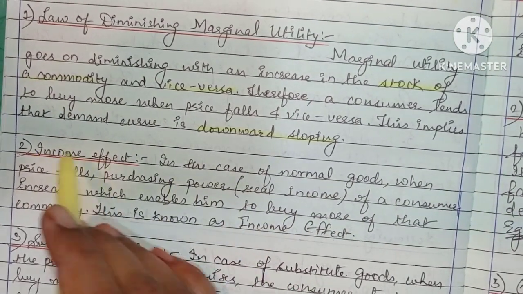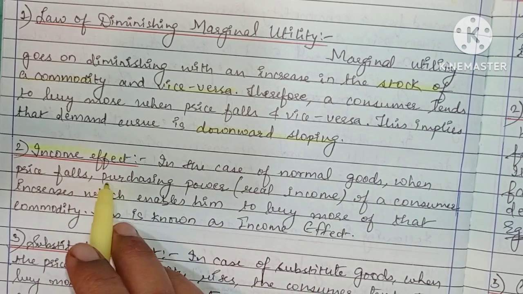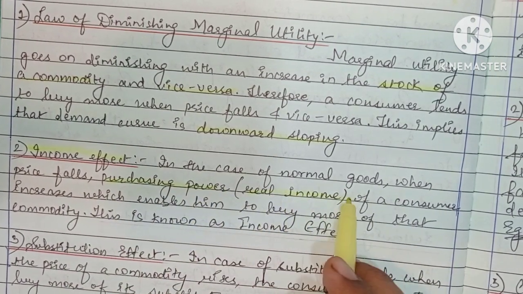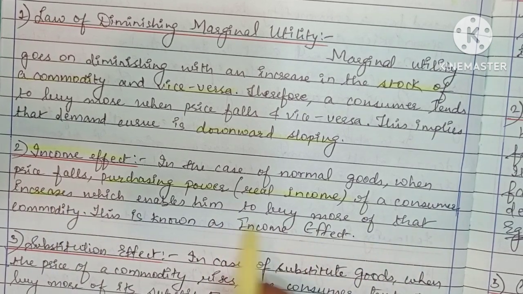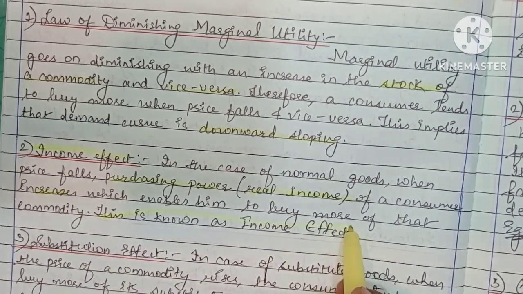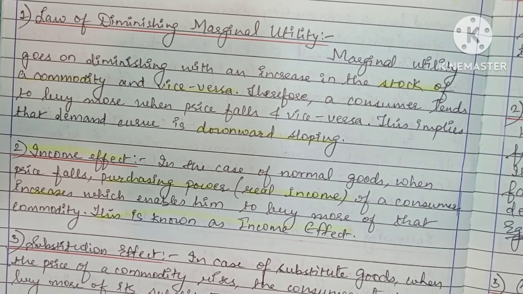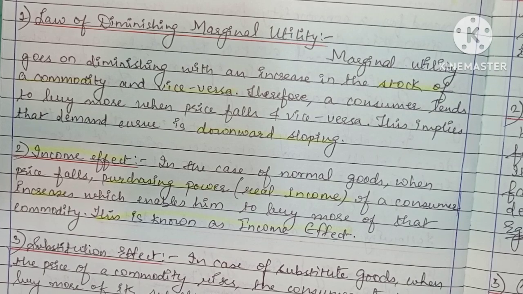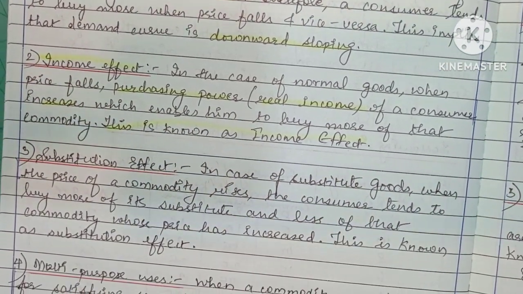Then comes the income effect. In the case of normal goods, when price falls, purchasing power, that is the real income of a consumer, increases, which enables him to buy more of that commodity. This is known as the income effect. Everything depends on how much we earn. So once you have the purchasing power, you will buy more of the commodity. Obviously, if you have money, we will buy.